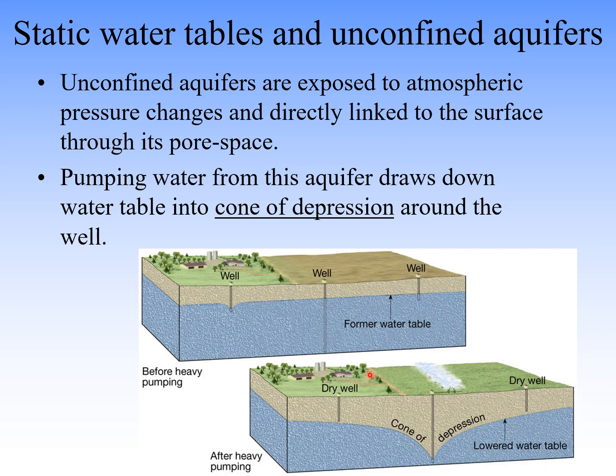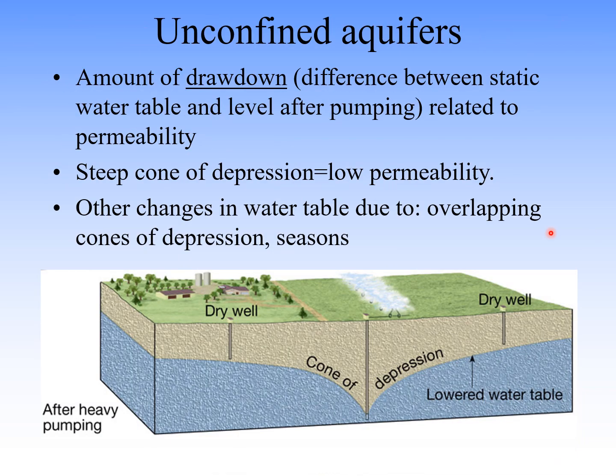So a very important thing to take away from an unconfined aquifer or a static water table. And for unconfined aquifers, the amount of drawdown, so that's the difference between static water table and the level after it's being pumped, is related to permeability. So if you have a really steep cone of depression, where it's moving over here and then it suddenly drops very steeply near the deeper well, that's due to low permeability in the sediment. If there was high permeability, you would have a much more gradual cone of depression moving across here because that water is able to move through all of this sediment no problem, right?